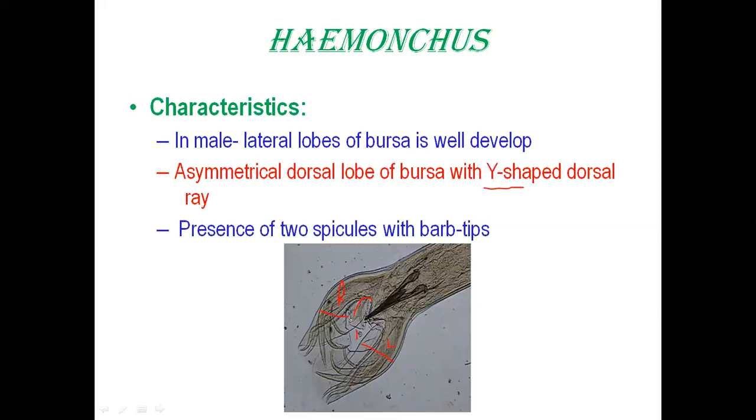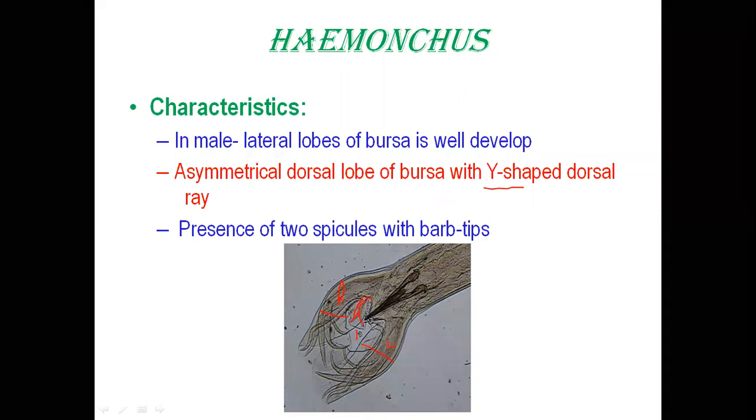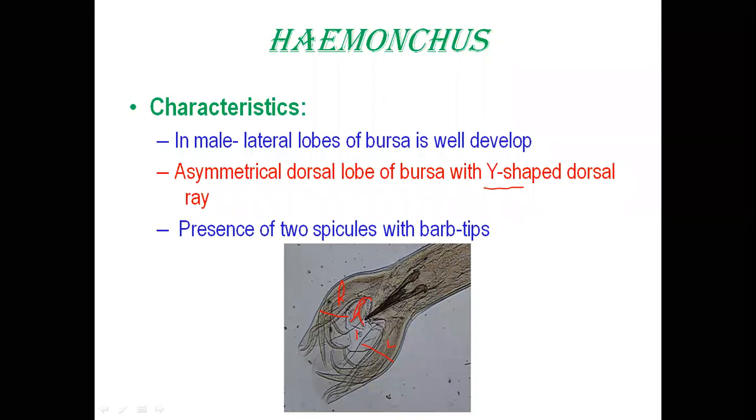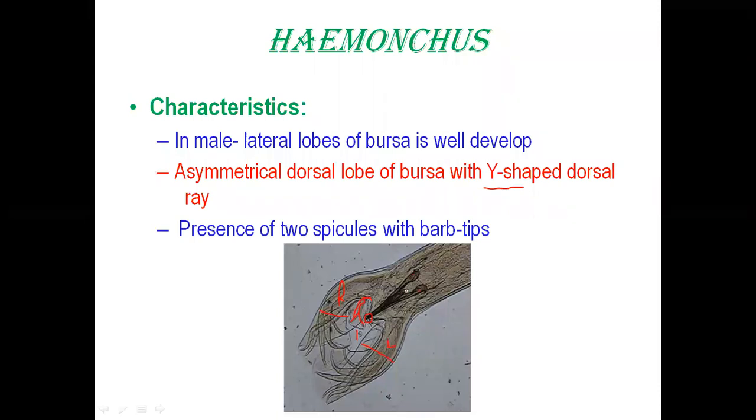If you can see here, Y-shaped dorsal ray. What is the key ray? What are the lateral bursal rays? Bursal rays are something like skeleton structures, not actually bony, but somewhat hardened structures, which support the bursa. The next point is that there are two true spicules, each with a barb tip. That picture I'm going to show you in the next slide. And the spicule is supported by a gubernaculum dorsale, which is the accessory sexual organ in case of male.